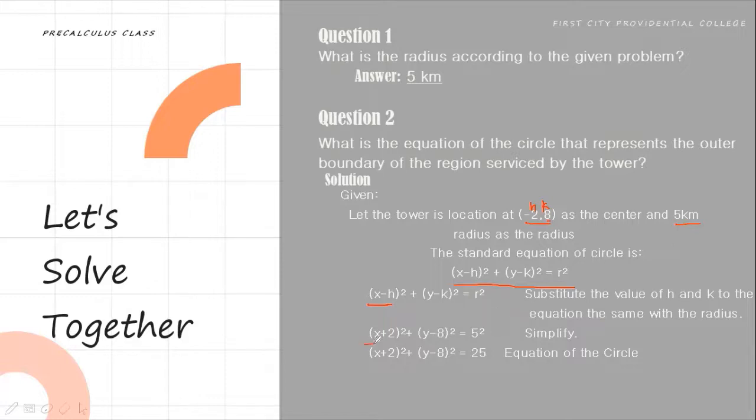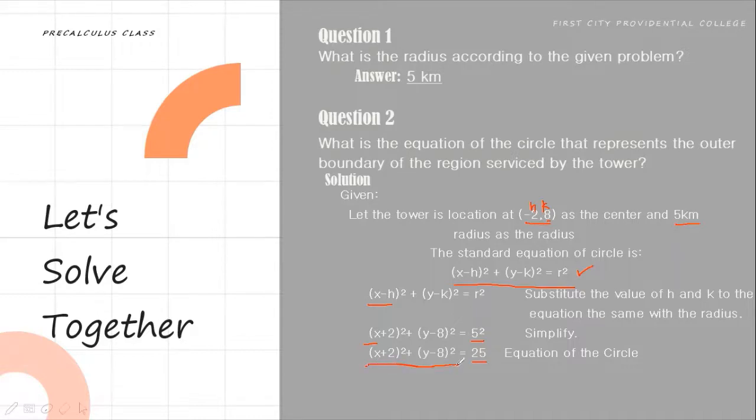Then, going back, we have (x plus 2) squared plus (y minus 8) squared equals 5 squared. Remember that the standard equation is again this one, so our r here is r squared. And we have here 5 squared, so we will just simplify the r squared. So we have 5 squared equals 25. And that's it. This is our standard equation already.